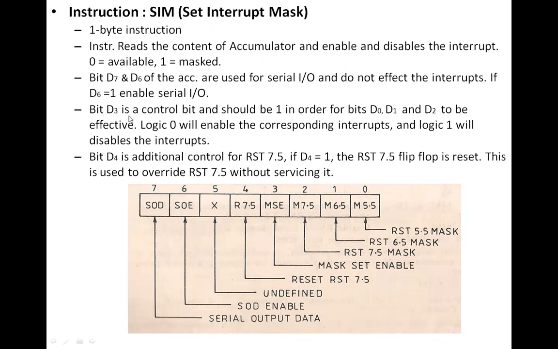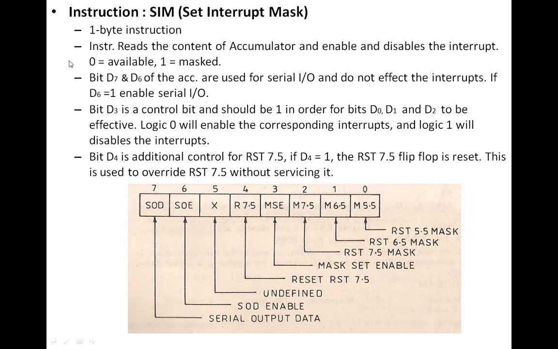Now, bit D3 is a control bit. This D3 is a control bit, and it should be 1 whenever we want to mask or unmask the individual RST 5.5, RST 6.5, or RST 7.5. D3 bit should be 1. If the D3 bit is 1, then only the bits which are available at D0, D1, and D2 will be effective. Otherwise, if D3 is 0, then whatever the values of D0, D1, D2, they are immaterial.